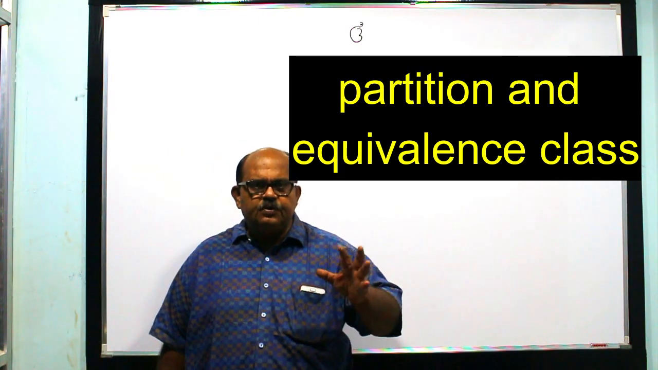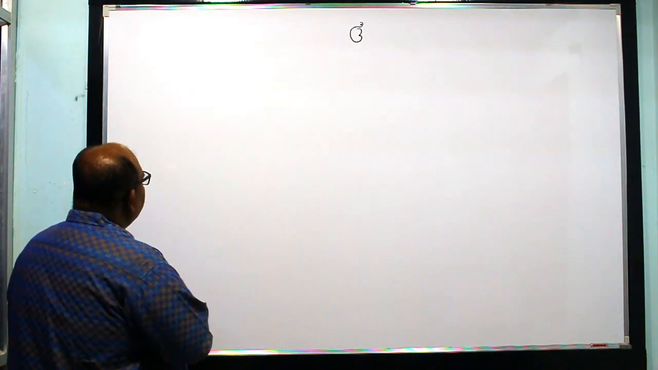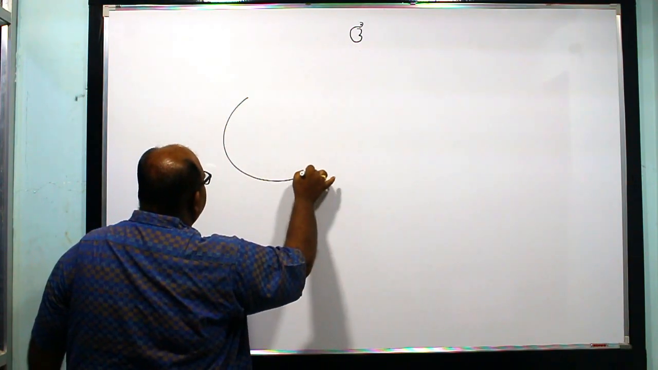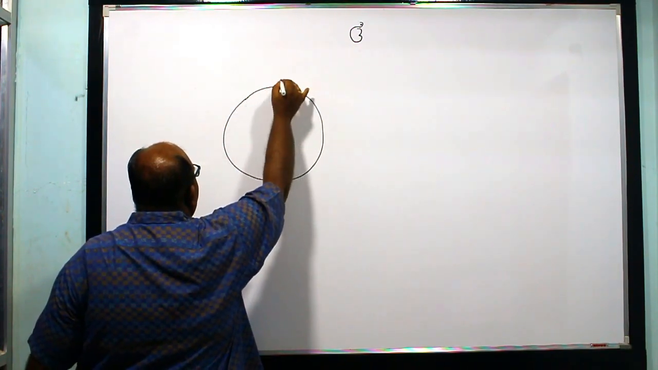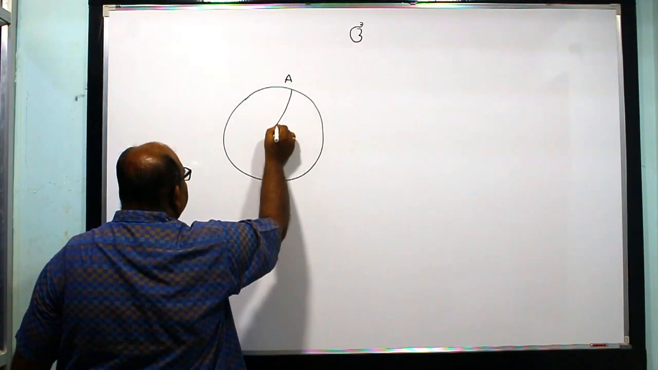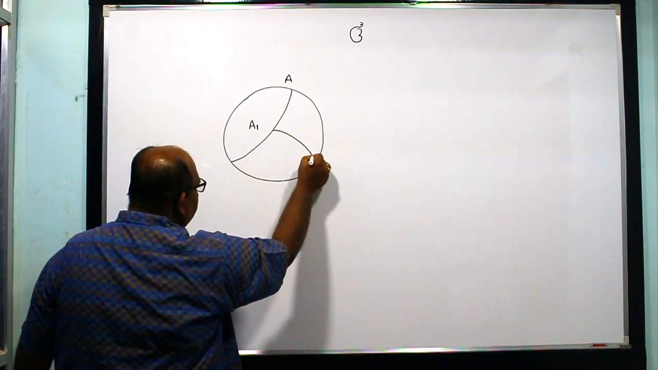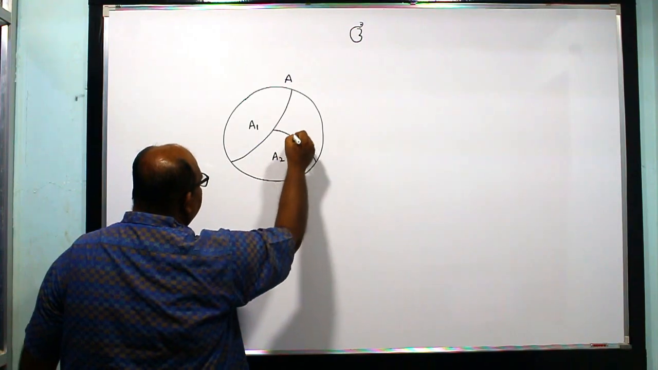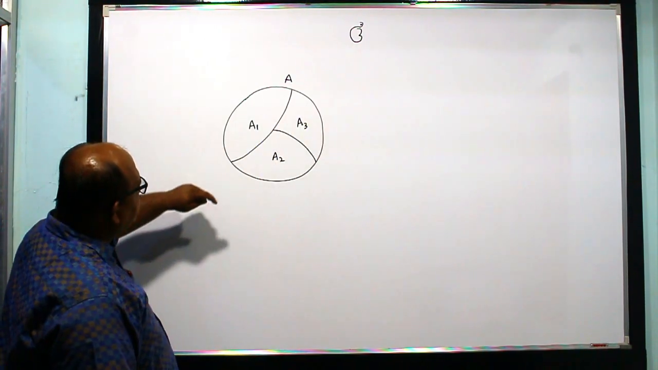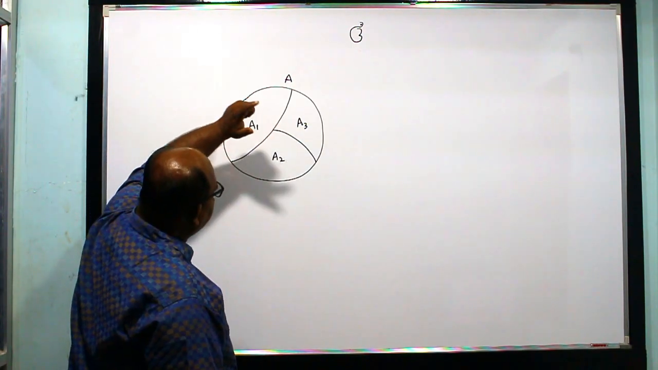So before going to the definition of partition, let us explain you with the help of a diagram. Let this is a set A. Now I have taken this as set A1 and this as set A2 and this as set A3. Set A is split into 3 subsets A1, A2, A3.